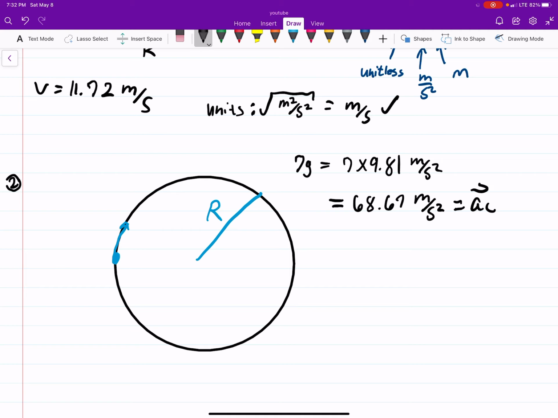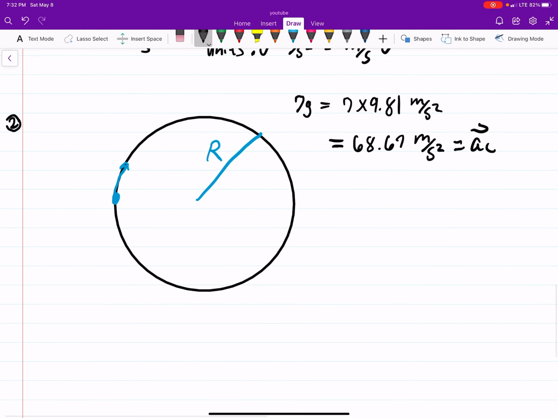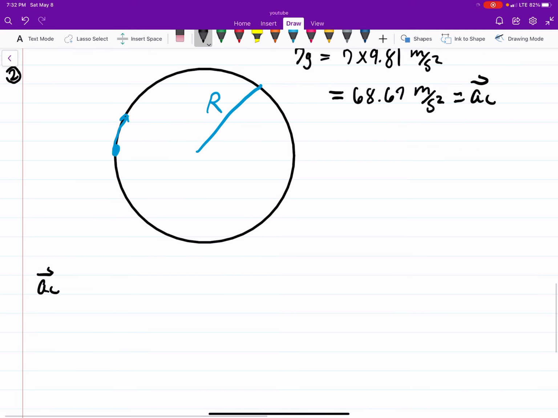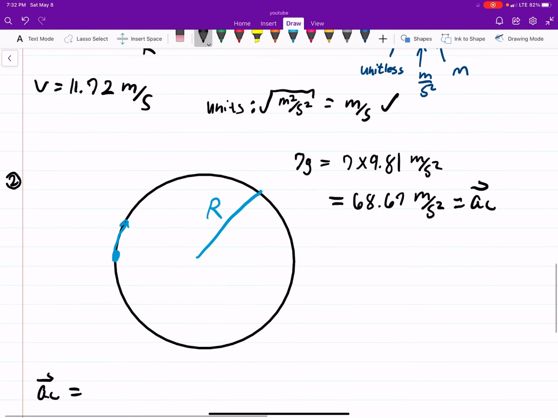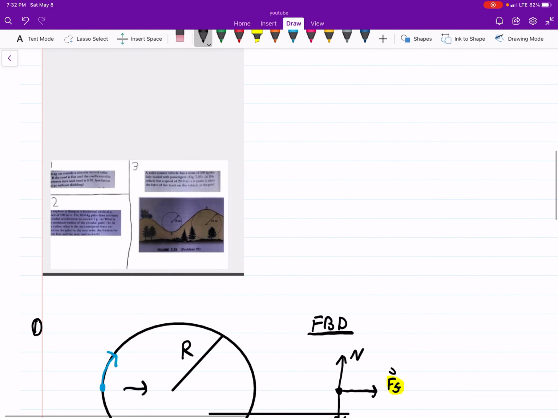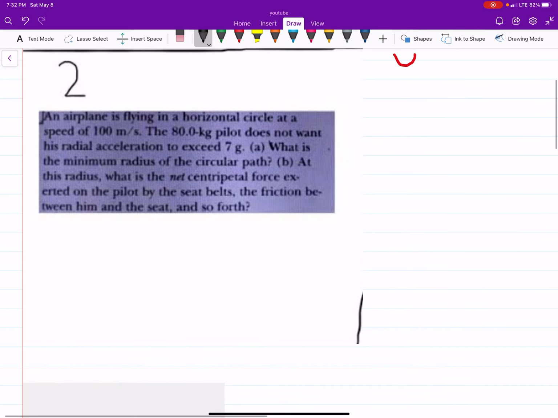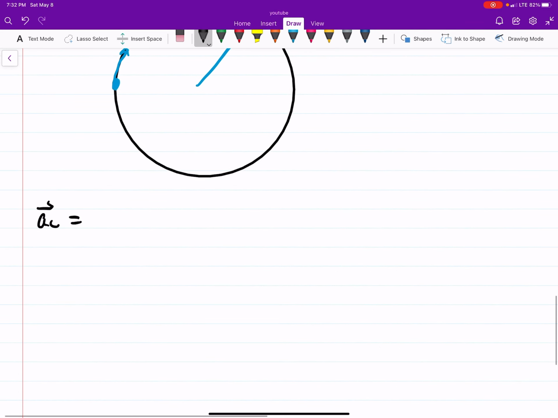Cool, so we know our centripetal acceleration. We want that to be our highest centripetal acceleration. And we know by definition, your centripetal acceleration is v squared over r. Yep, v squared over r. Or you can solve for r, and you'll have v squared over our centripetal acceleration.